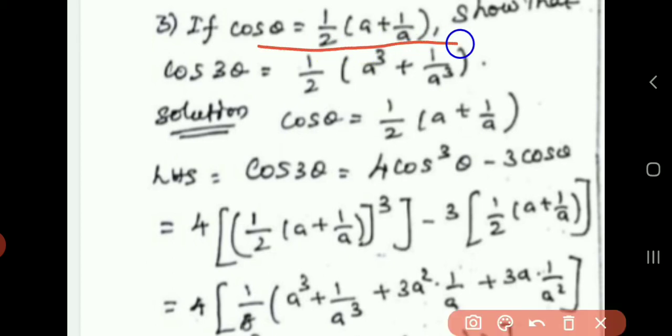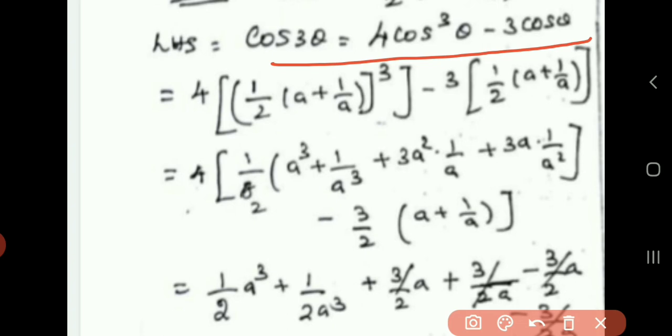Next problem. If cos theta equals 1 by 2 into a plus 1 by a, show that cos 3 theta equals 1 by 2 into a cube plus 1 by a cube. Here cos theta is given. We want to find cos 3 theta value. Okay, so from this I want to find out this value. Let me see how to do here.